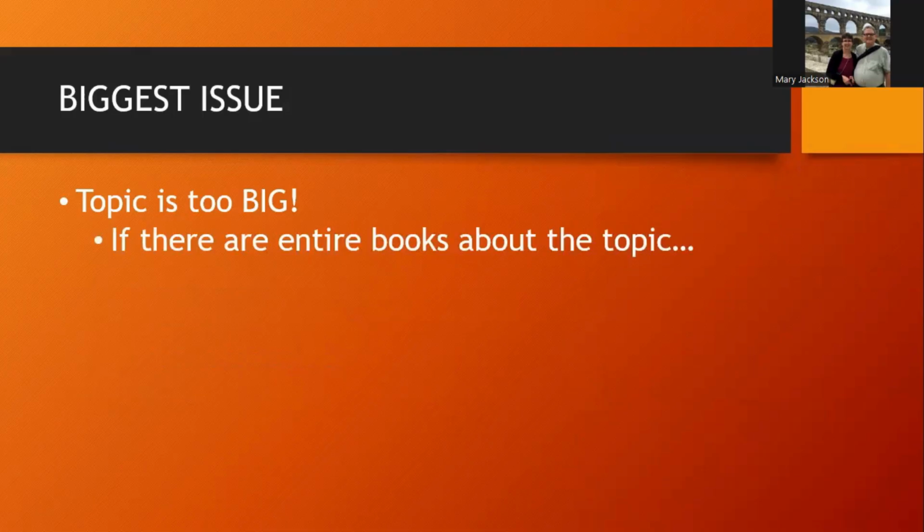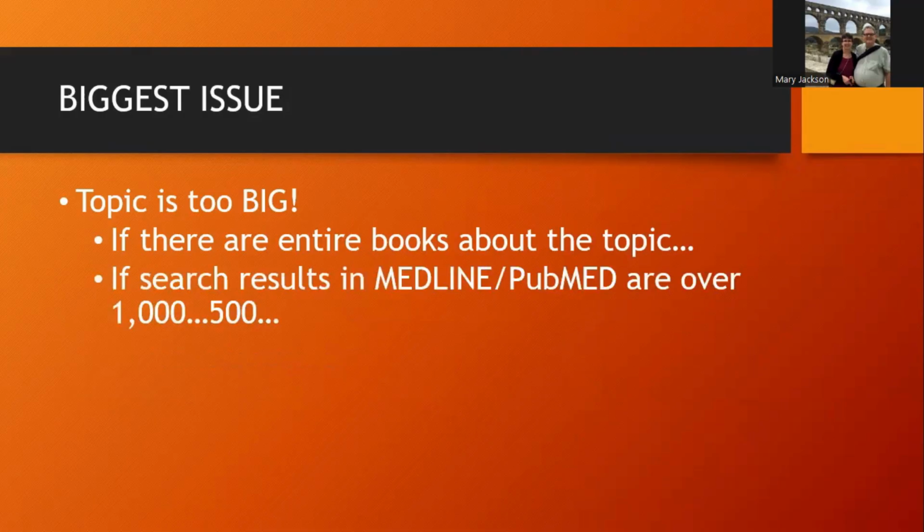If there are entire books about the topic, then this is not a good topic and is not a focused topic. If the search results in Medline or PubMed are over 1,000 and even over 500, it's still too big. You want to get a focused topic that maybe only has a couple of hundred results or even fewer than that. Some of you may have a really focused topic because maybe it's a very new area of study, a just developing topic. And that's fine as long as you know you can meet the criteria for the number of sources and the level of evidence.